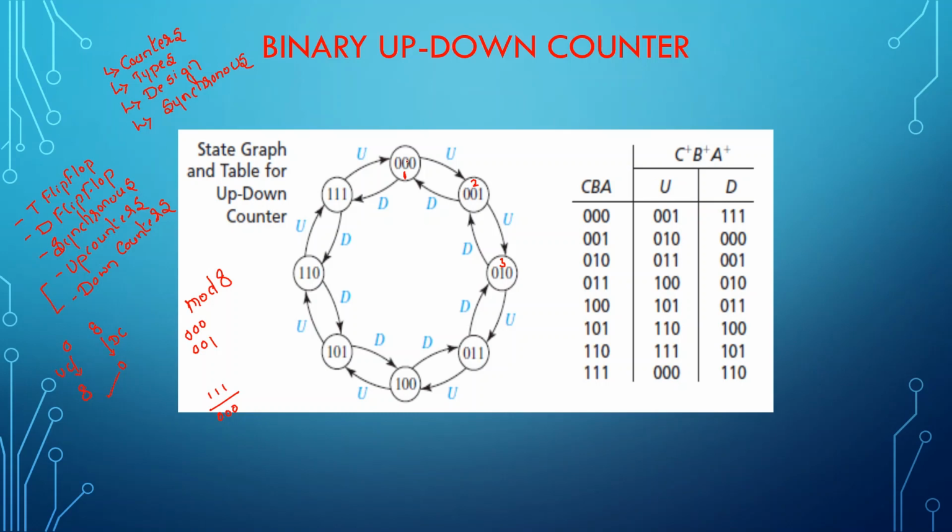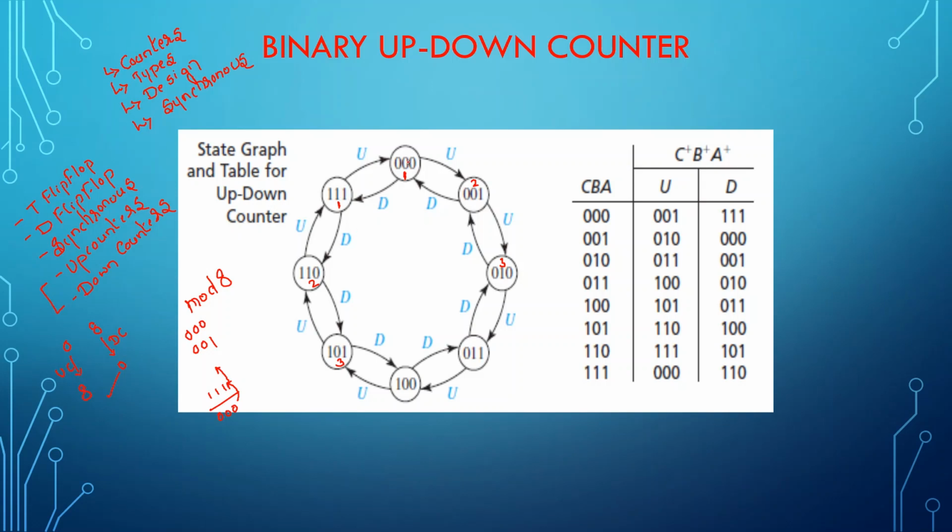Similarly, if you check it in the anti-clockwise fashion, from 000 it is going to 111. From 111, it is going to 100. See here, this is your first number, or you can consider this to be your first number, this your second number, and this one your third number, which means your count is progressing in the reverse direction, and this is the state table or state graph for your down counter.